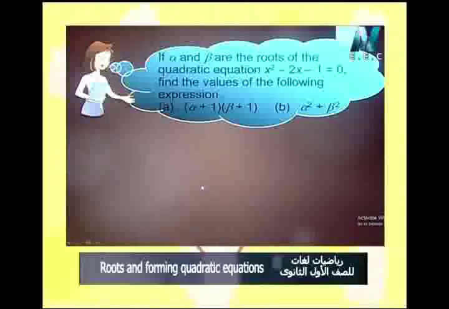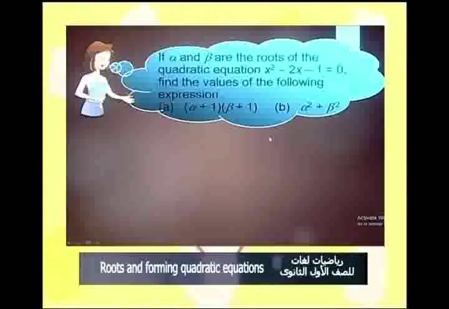Okay, if alpha and beta are the two roots of the quadratic equation x power 2 minus 2x minus 1 equals 0, find the values of the following expressions. We have here, first, alpha plus 1 multiplied by beta plus 1, and we know that alpha itself and beta itself are the two roots of the original quadratic equation. And b, we would like to find out alpha power 2 plus beta power 2.